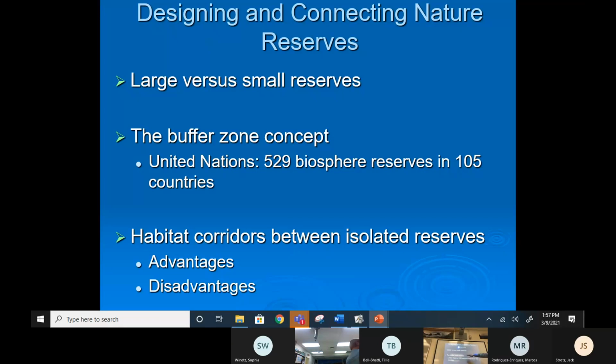Here's another idea, the buffer zone concept. Here's your core natural area where it's totally protected, and then that is surrounded by a buffer zone where you allow some activities, and then outside of that, you could allow any activities. And then another important idea is the habitat corridor that would connect these nature preserves. So maybe we have a population of tigers over here, and there's a population of tigers over here, 10 miles away.